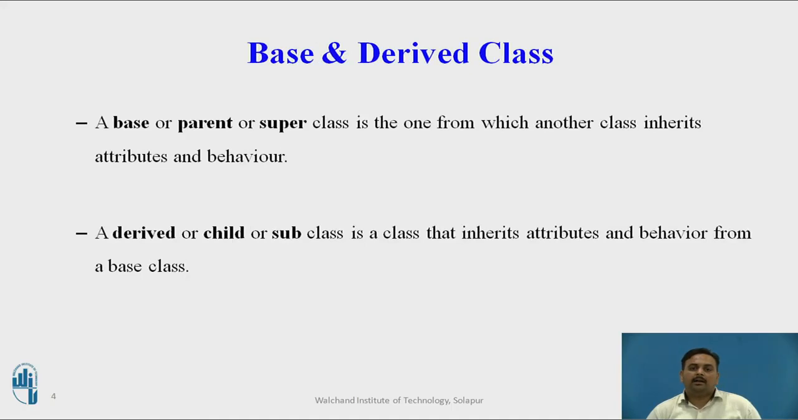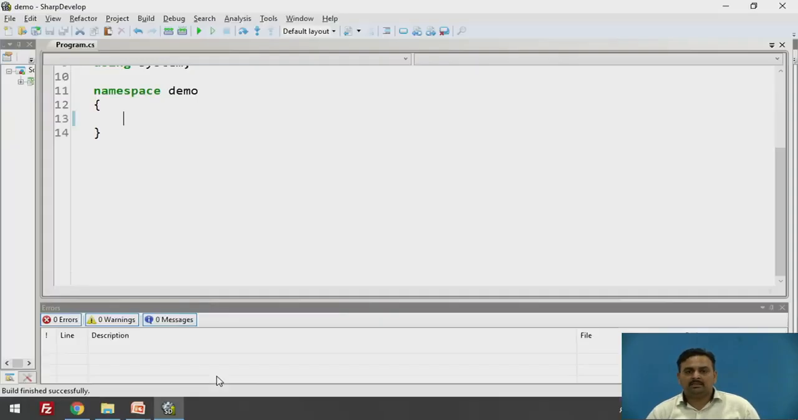Here the classes are categorized into two parts, that is base class and derived class. The base class, also called the parent or super class, is the one from which another class inherits attributes and behavior, and the derived class, also called the child or subclass, is a class that inherits the attributes and behavior from a base class. So let us start to implement single inheritance in the C# language.